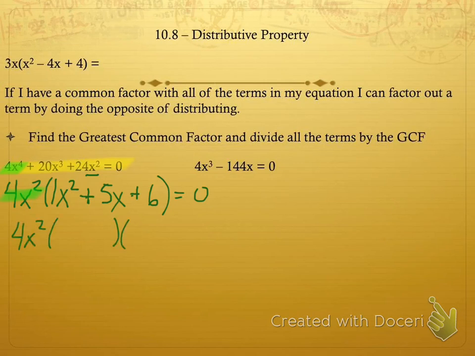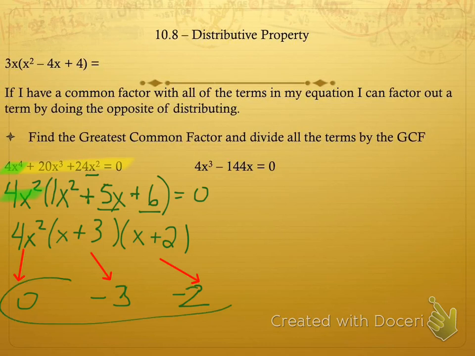Then in here, I have a trinomial that I can factor. They both have the same signs. So 3 and 2 are two numbers that multiply to give me 6 and add to give me 5. Now I want to solve each one of these by setting them all equal to 0. And so I get 0, negative 3, and negative 2. Those are my three solutions.